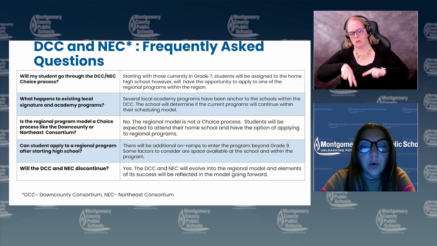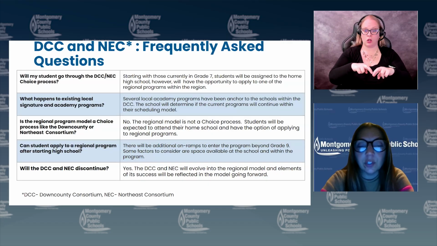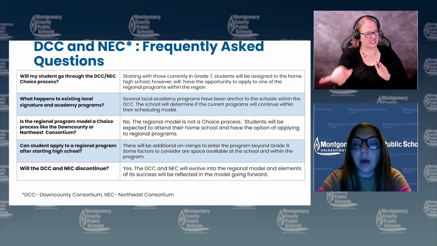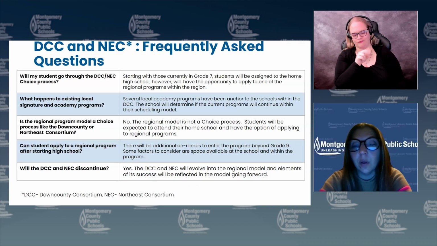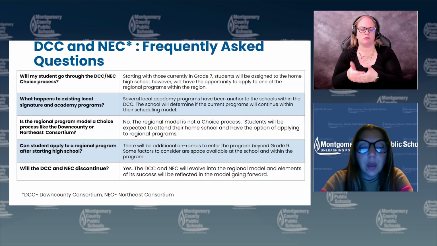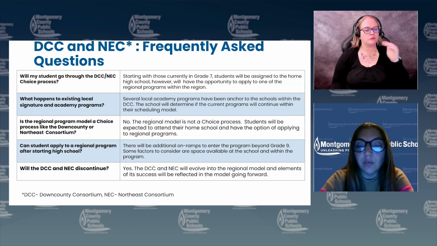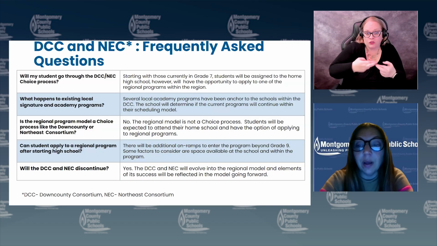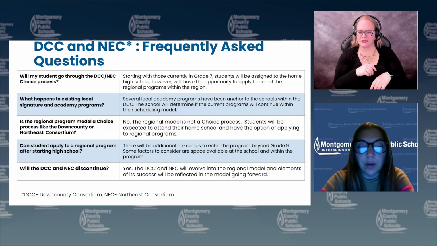Is the regional program model a choice process like the Down County or Northeast Consortium? No, the regional model is not a choice process. Students will be expected to attend their home high school, and they have the option of applying to the regional programs. Can students apply to a regional program after starting high school? There's going to be additional on-ramps to enter the program beyond grade 9. Some factors to consider are space available at the school and within the program.